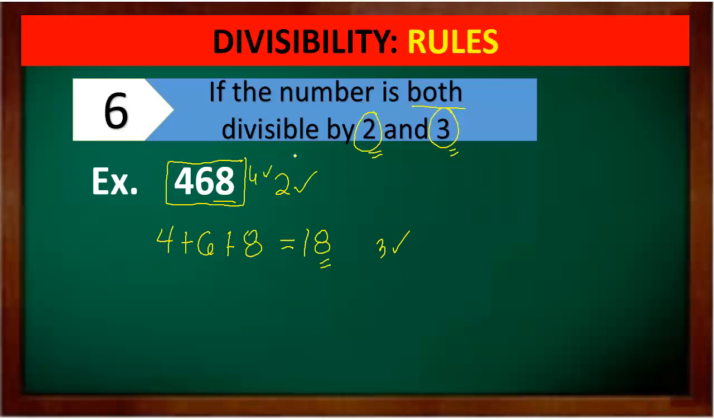Okay? So that is how you check kung divisible ba ang number by 6. You have to check kung divisible siya by 2 at saka divisible siya by 3. So if that number is divisible by both 2 and 3, then therefore that is also divisible by 6. Okay, very easy. So next is we have 8.